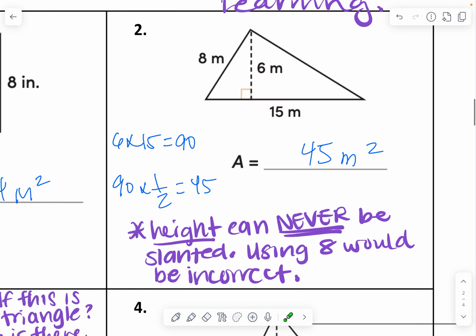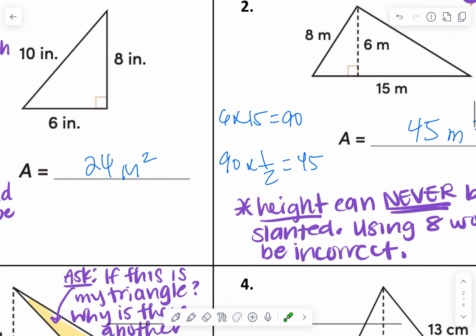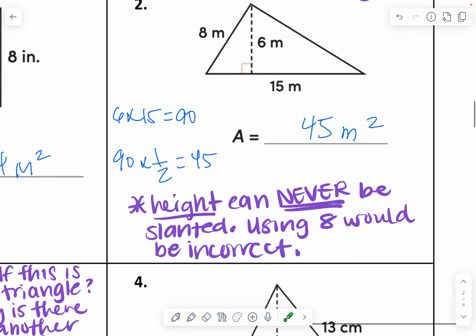Question 2 is also different, which is why I want you to model it as well. We have 3 values. Again, it might be easy for students to identify the base. However, we're not sure whether the height is 6 or the height is 8. Again, height can never be slanted, so it's 6. So we would do 15 times 6 divided by 2, which would give us 45. Notice that because we're back to area, we are keeping the units squared.